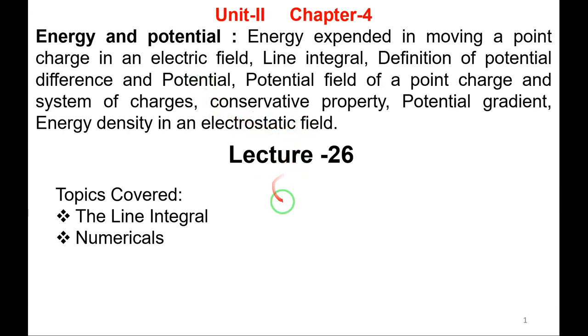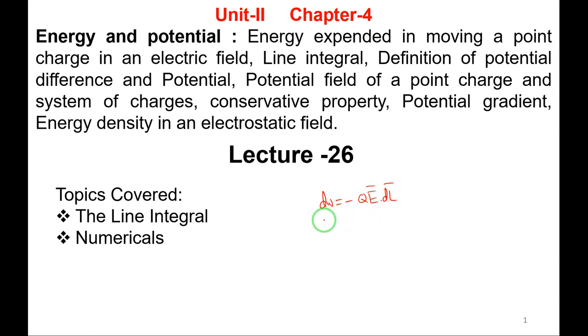In the previous lecture, we have seen what is the energy spent or expended in moving a point charge in an electric field. The differential amount of work done in order to move a charge in a field is given by, just recalling, minus q E dot dl, the dot product of the field and the differential length along the path where we are moving the charge.